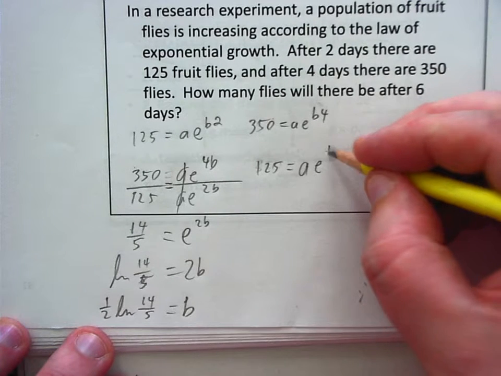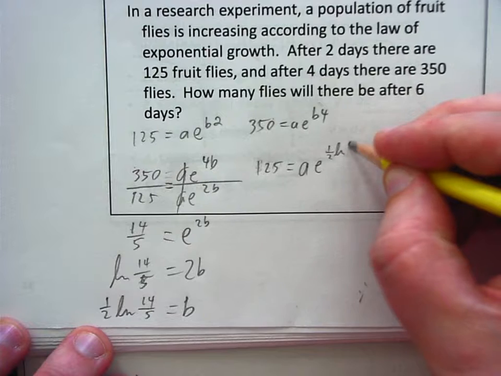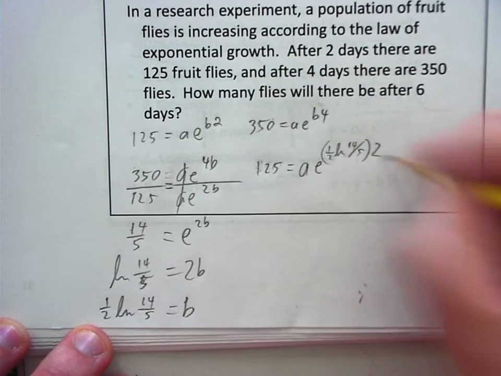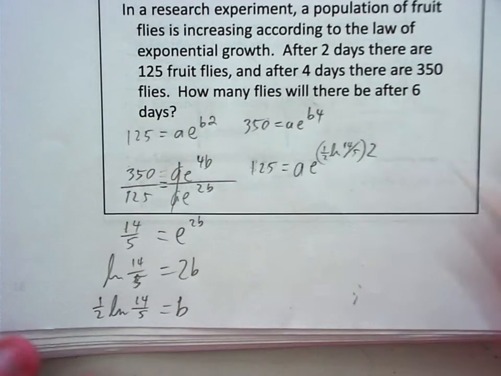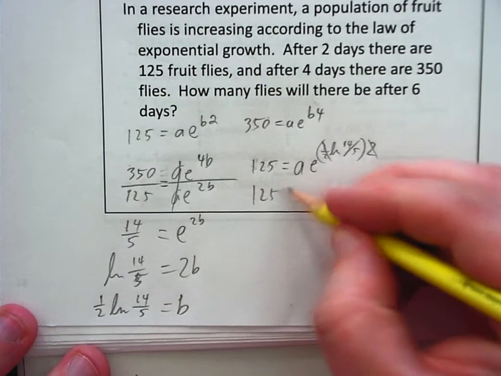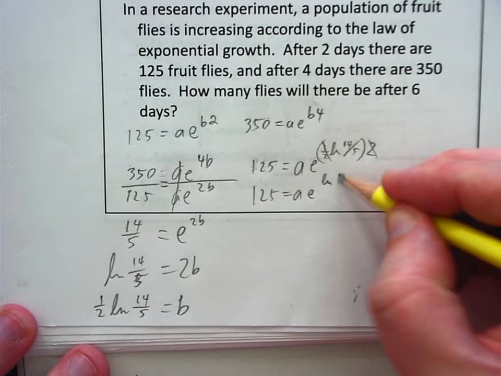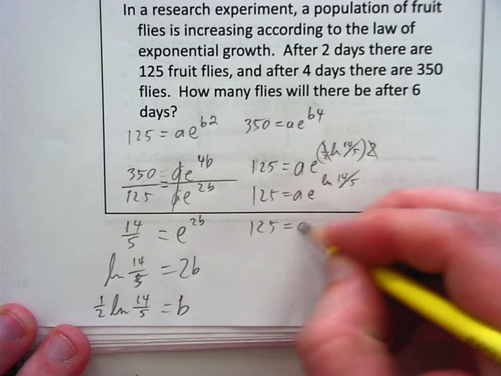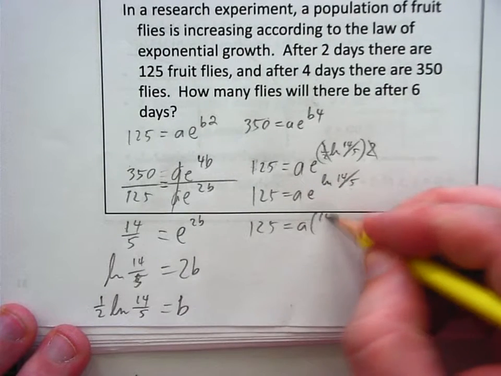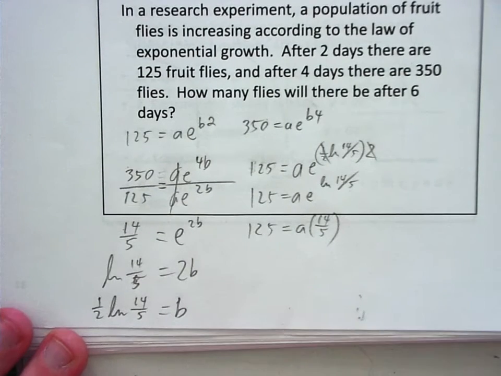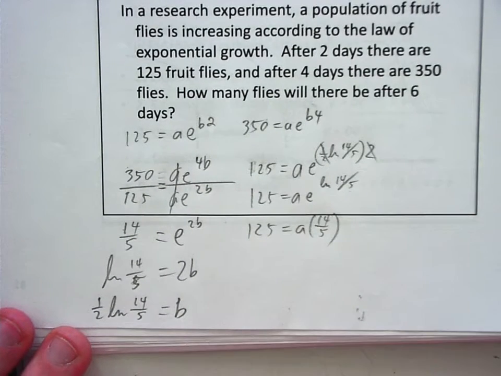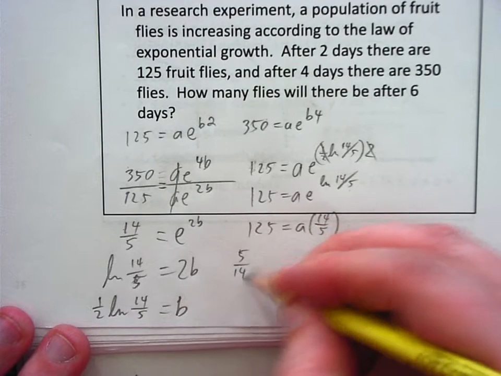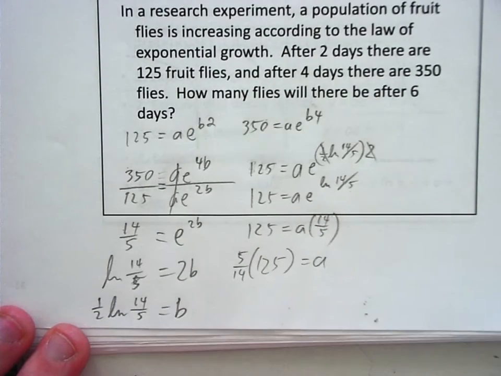So I have 1/2 ln of 14/5 times 2. So immediately the 1/2 and the 2 simplify out. You're left with 125 equals a e to the ln of 14/5. Then what? Yeah, the e to the ln, what are you left with? 14/5. So I have 125 equals a times 14/5. How would I get rid of 14/5? Multiply by the reciprocal. So I'm going to have 5 over 14 times 125 equals a.